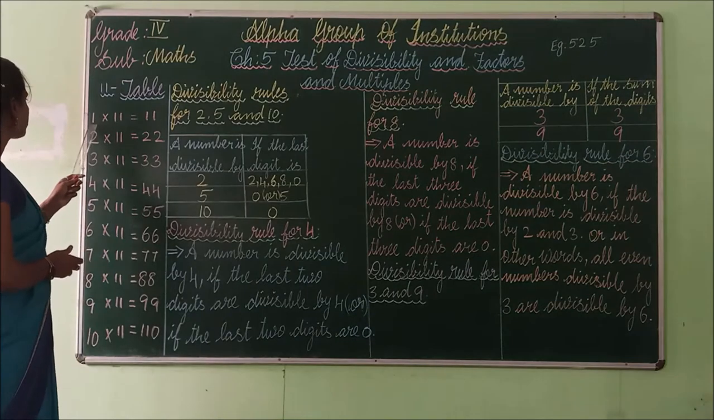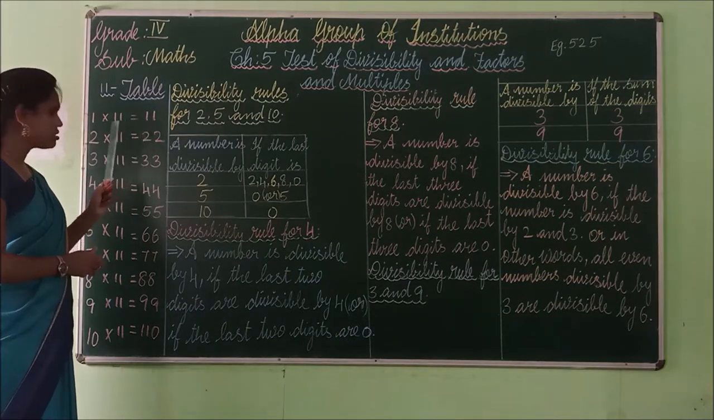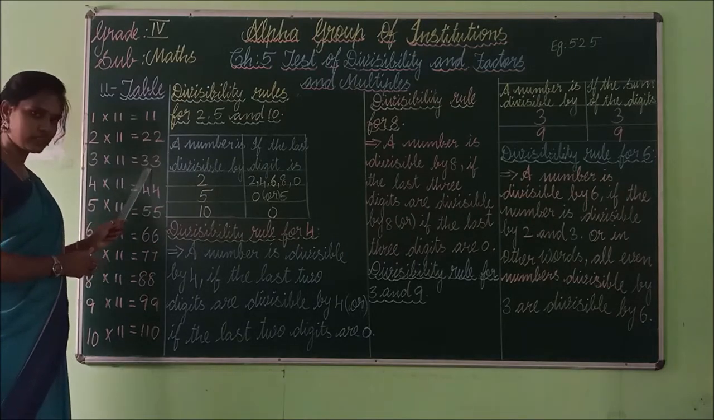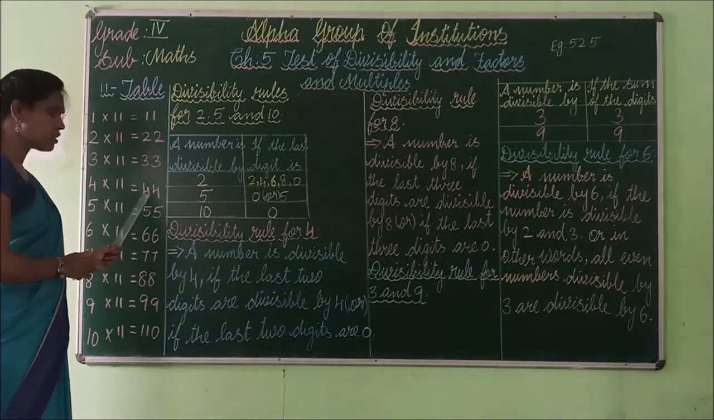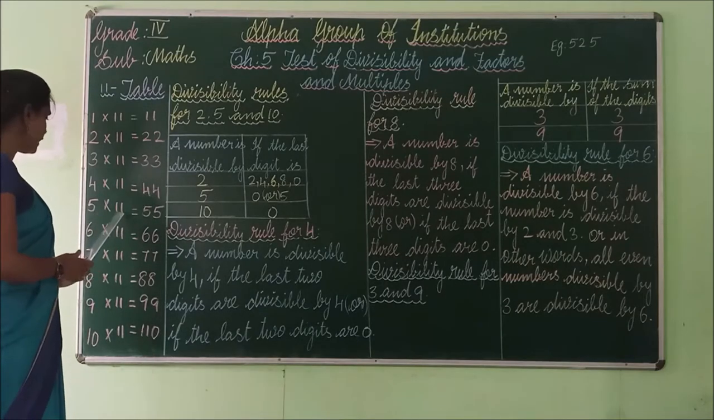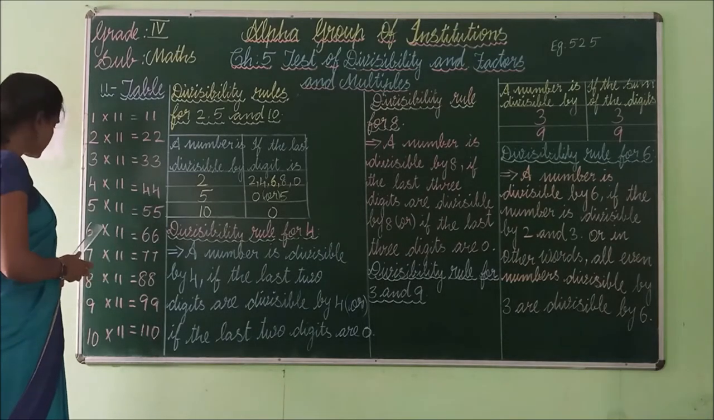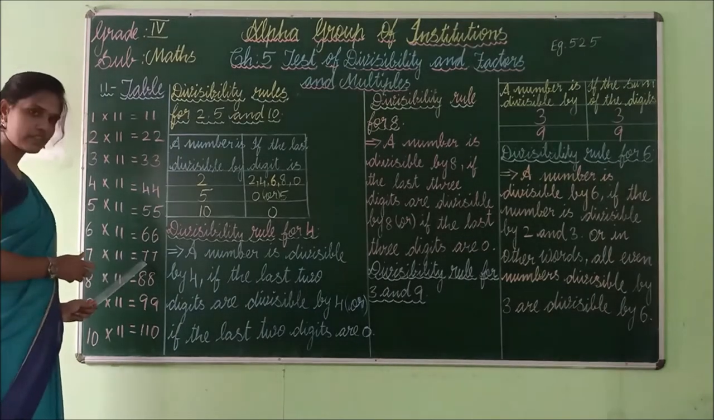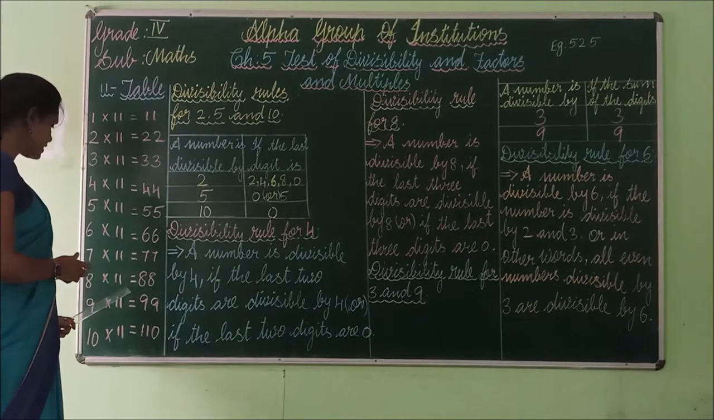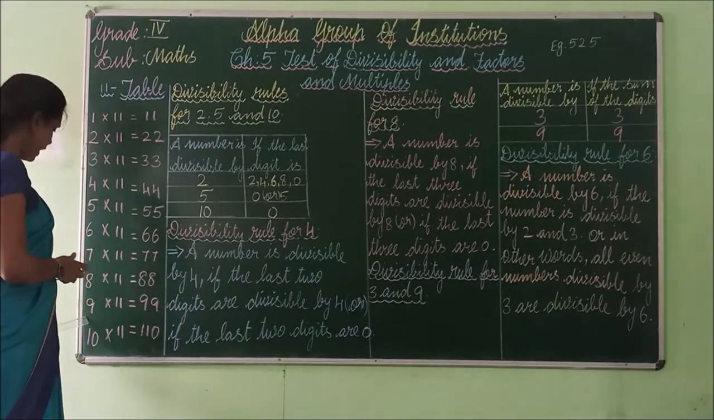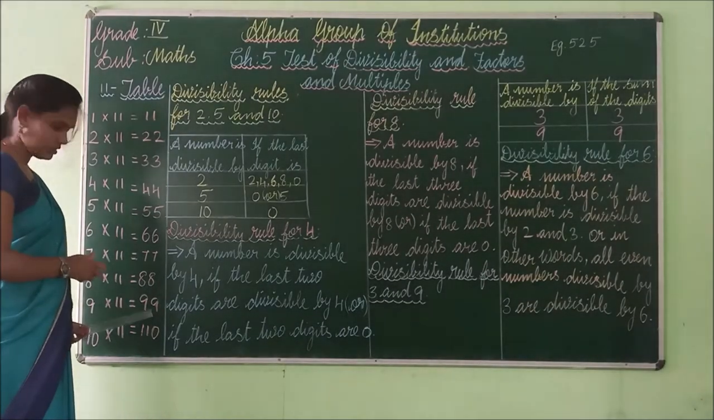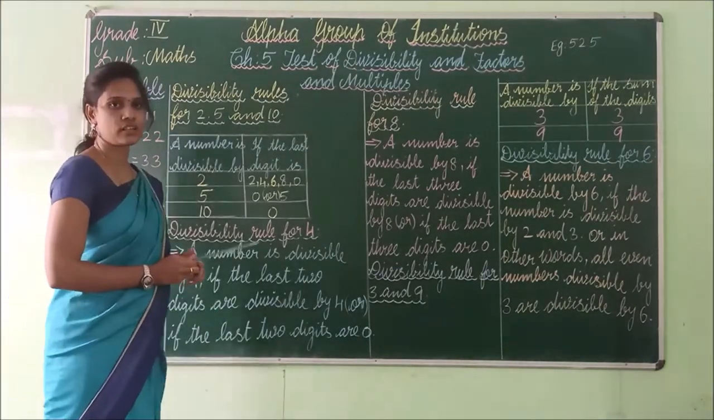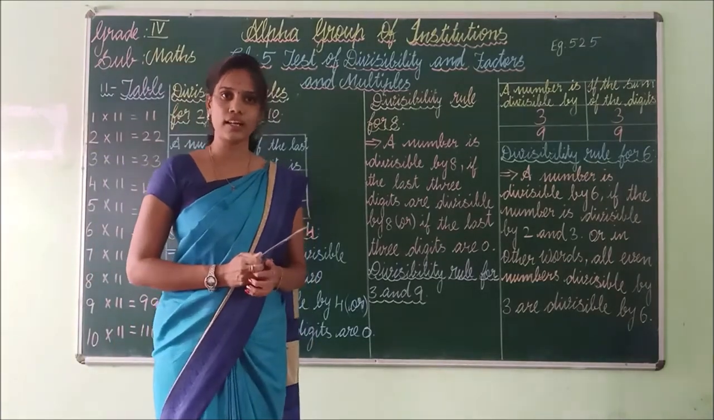Yes, listen carefully. We repeat the 11 table once more, from 1 11 is 11 up to 10 11s are 110. Okay, fine children. You have to write this one in your classwork.